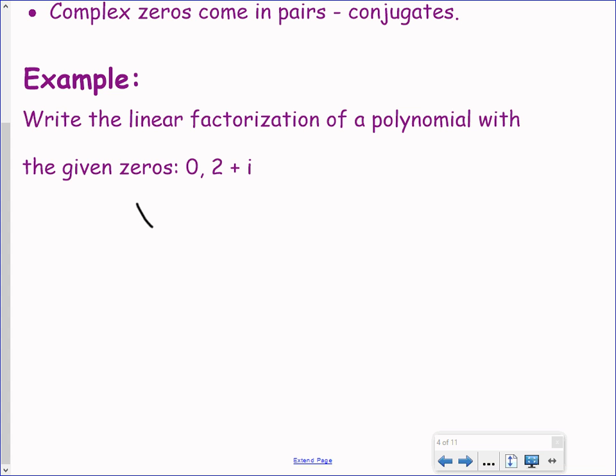Now, some people might write that first 0 as x minus 0. That's okay, but would you all agree if we take nothing away from x, it is still x? So anytime I see 0 as a solution, I'm going to write that as a factor of x. I don't want that minus 0. That's just more stuff to make it look more complicated. What's our next factor?